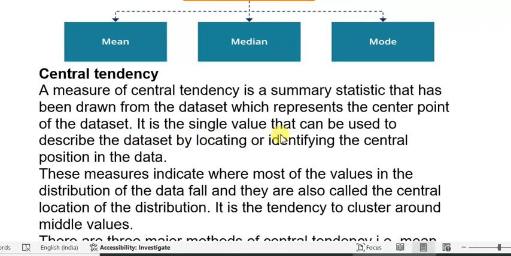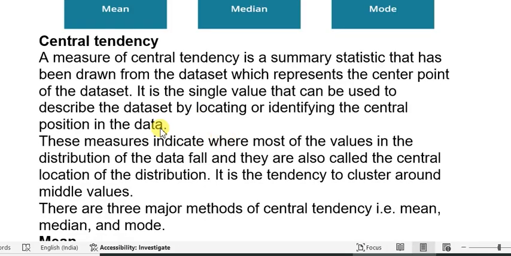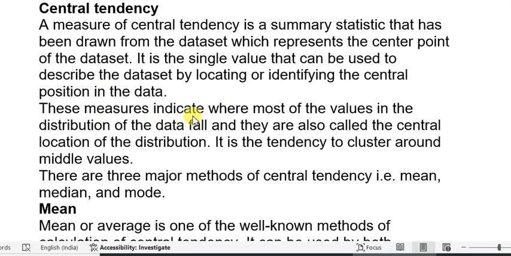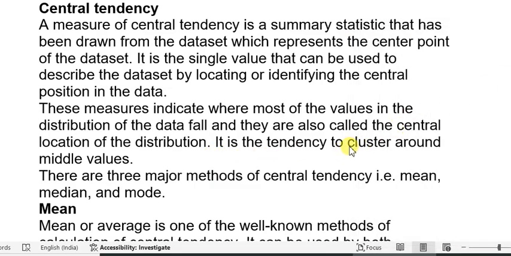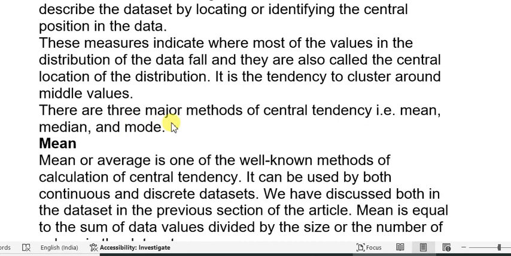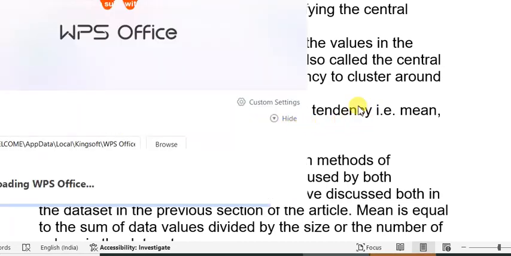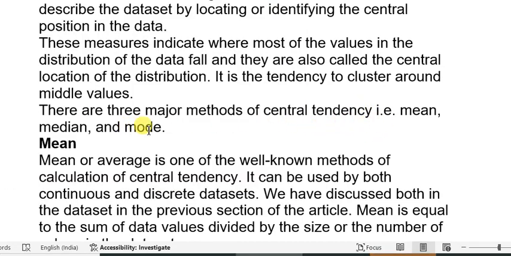It is a single value that can be used to describe the data set by locating or identifying the central position in the data. These measures indicate where most of the values in the distribution of the data fall, and they are also called the central locations of the distribution. It is a tendency to cluster around middle values. There are three major methods of central tendency: mean, mode, median.